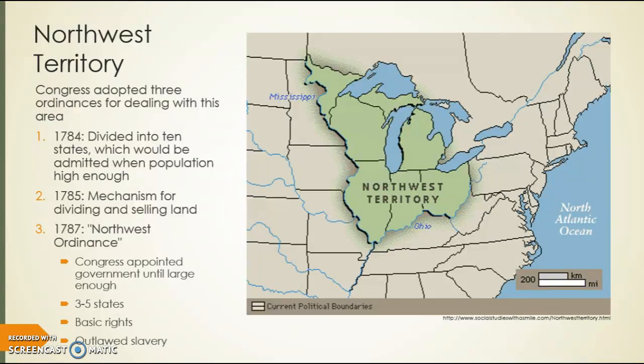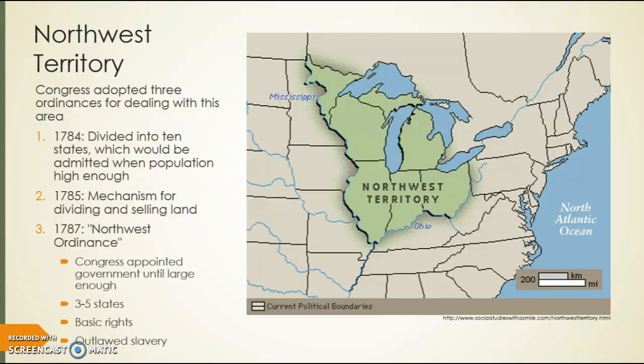But it was understood as part of this deal that if enslaved people went to that area to gain freedom, they would be returned to the South. They were also given some basic rights, so education, trial by jury, freedom of religion.